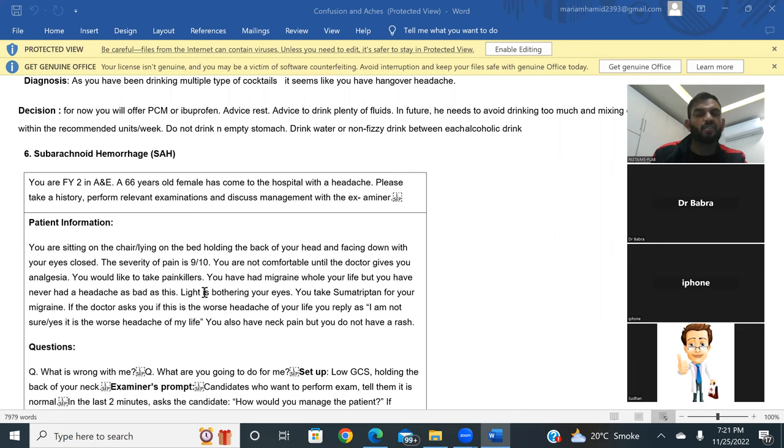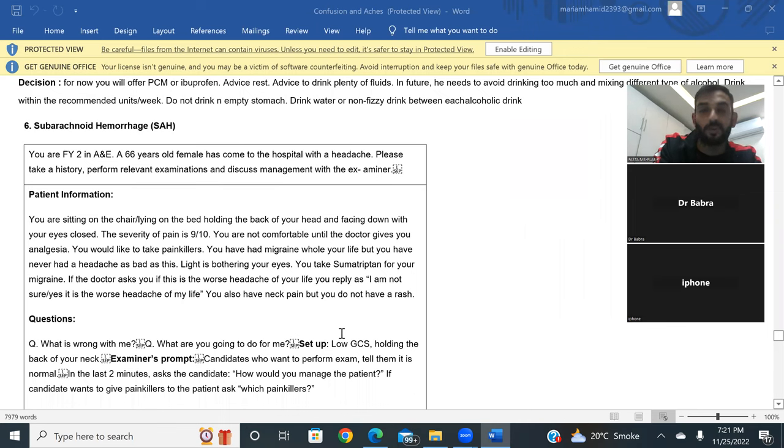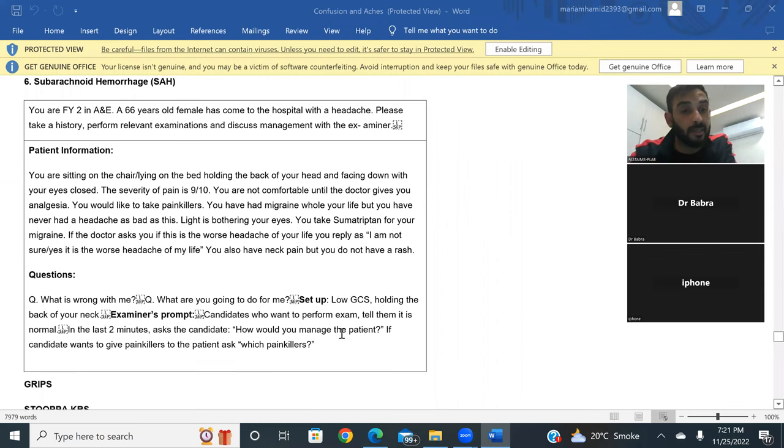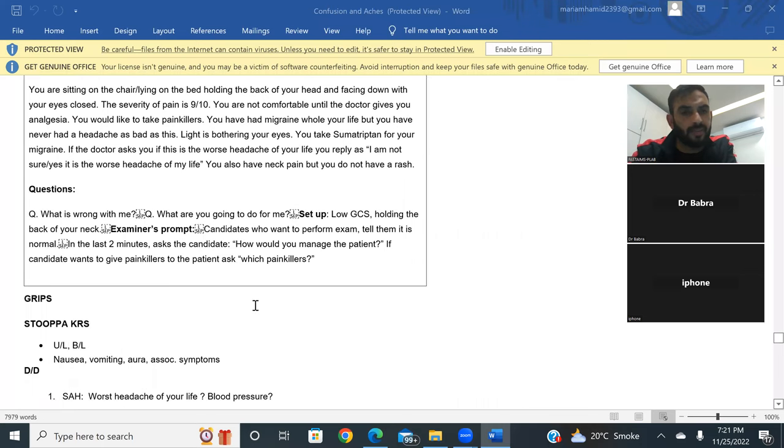And he is compliant with his medication for the migraine. And you need to ask more questions. If the doctor asks you, the worst headache of your life, you say, yes, it is the worst headache. You have neck pain, but no rash. Neck pain, but no rash. This is not meningitis. You are ruling out the meningitis as well, because the meningitis scenario is headache as well. So these are the questions the examiner will ask in the end.